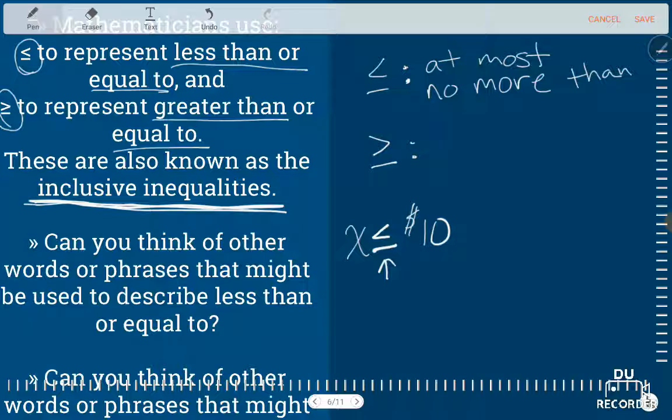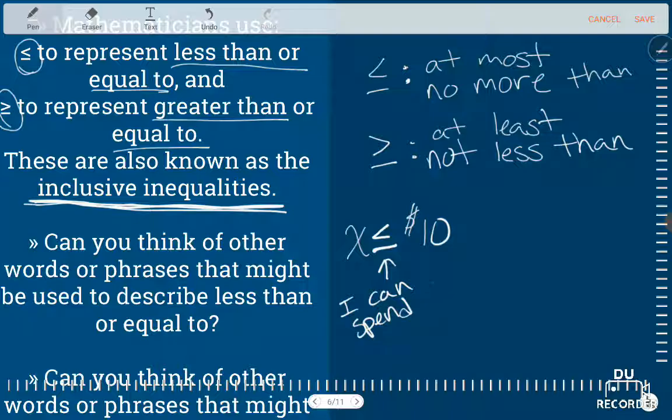Okay, the other way around would be like, well, just the opposite. So at least, or not less than. So this would be like saying I can spend at most $10. Okay, for the greater than or equal to, put that there. For this one, maybe I would say like I want to earn at least $10.